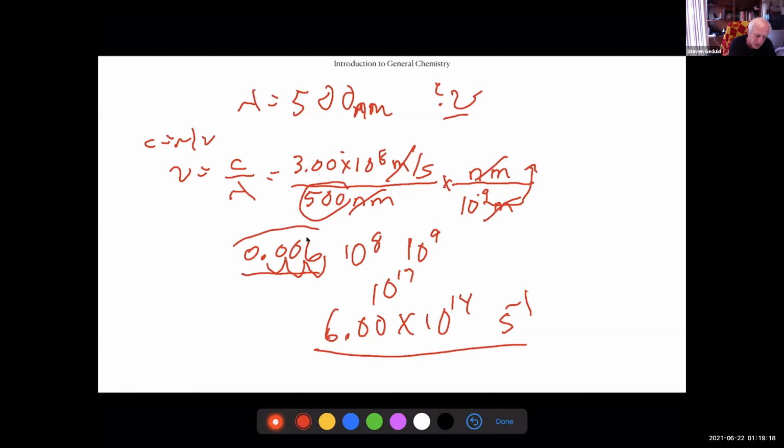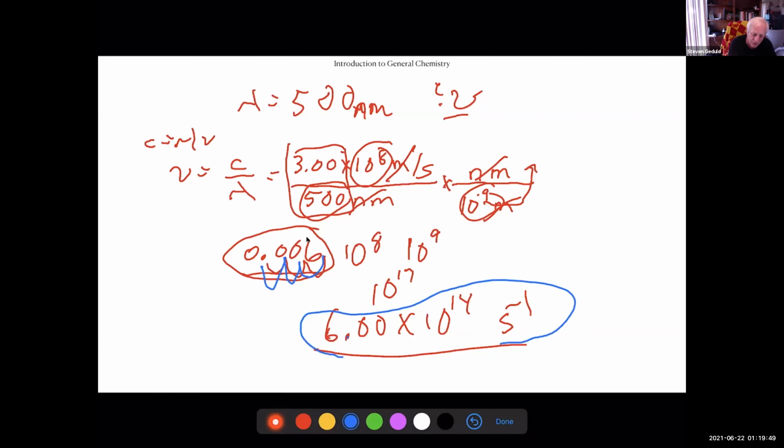But 0.006 was our answer from doing the math right here. Then we took our exponents and came to 10 to the 17. Then I moved this decimal point 1, 2, 3 places. I made it bigger by 3, so 0.006 becomes 6.00. I made my exponent smaller by 3, so 17 minus 3 is 14. And you get 6.00 times 10 to the 14 per second. And that's your frequency. So if you're given a frequency, you can find the wavelength. If you're given the wavelength, you can find the frequency.